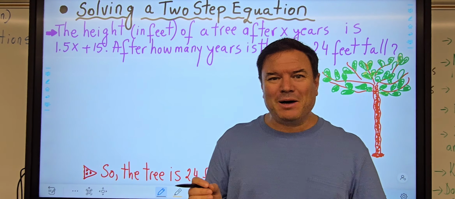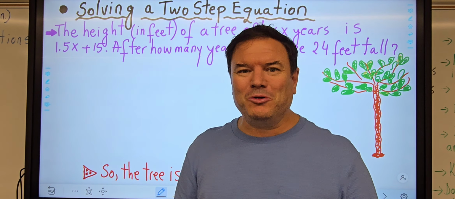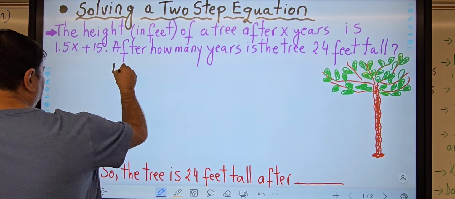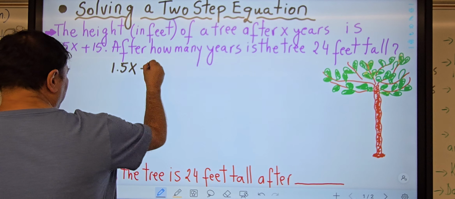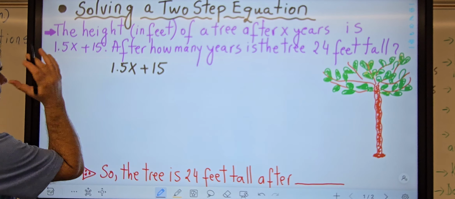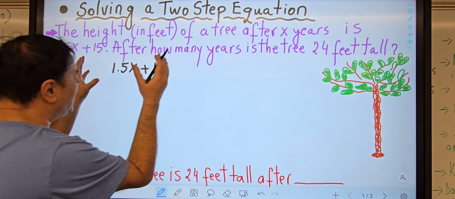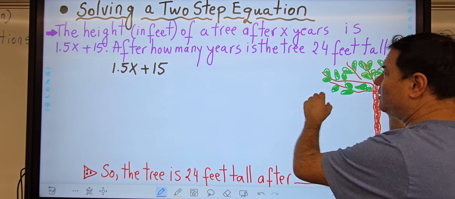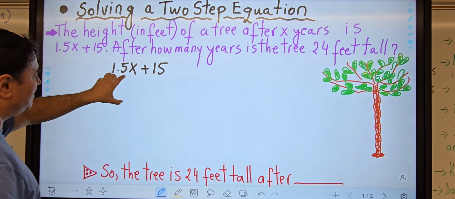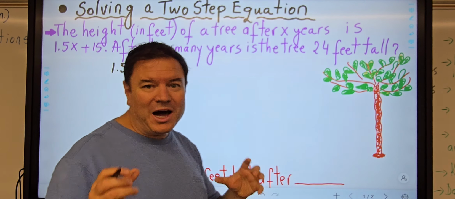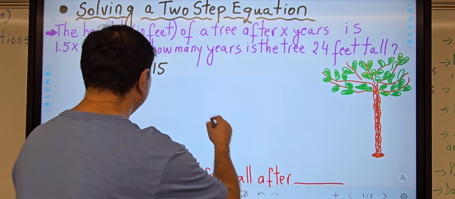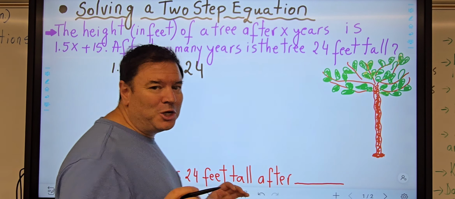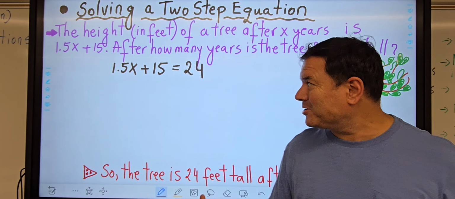Now we are going to set up an equation and then solve it in order to get the answer. So we have this expression here, 1.5x plus 15, and we are going to set it equal to 24, because they are asking after how many years the tree is 24 feet tall. X is our unknown. Our goal is to solve for x, and that's going to be our answer.